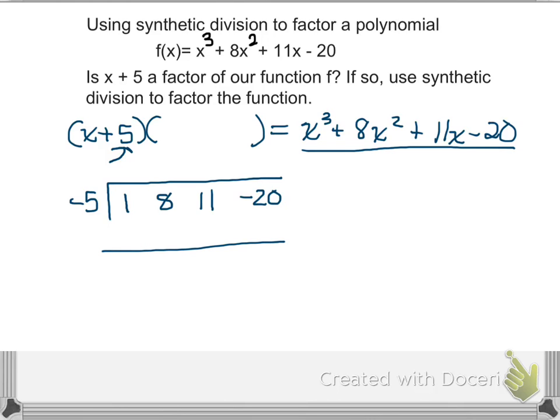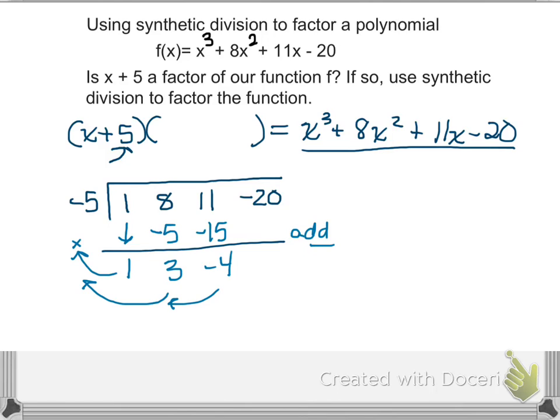Now let's start our synthetic division process here. So the first step is we simply bring down the first number. Then we're going to multiply this by our negative 5. And then we're going to add vertically. And then once again we multiply 3 times negative 5. And then we add vertically. And then we multiply negative 4 times negative 5. And then finally our last add.